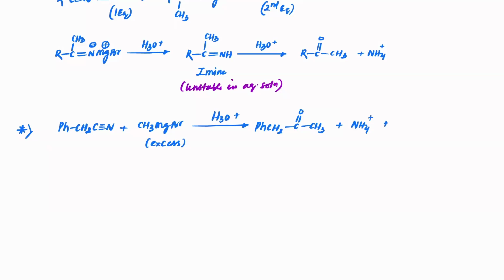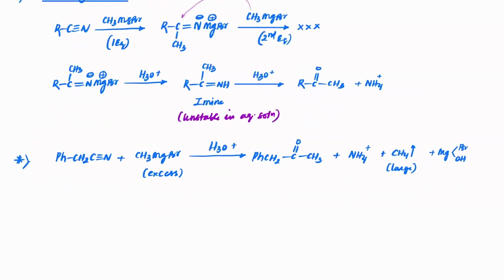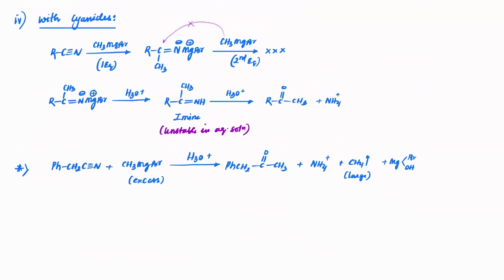And listen, one more thing. Because you have this in excess, the CH3MgBr remaining after one equivalent is gone will react with water to give a large quantity of methane gas, CH4. And what is remaining is Mg, Br and OH. Done. So this is the product. Ketone is the product that you will report. So if it is cyanides, generally it will always end up at ketones. I guess this part is clear.